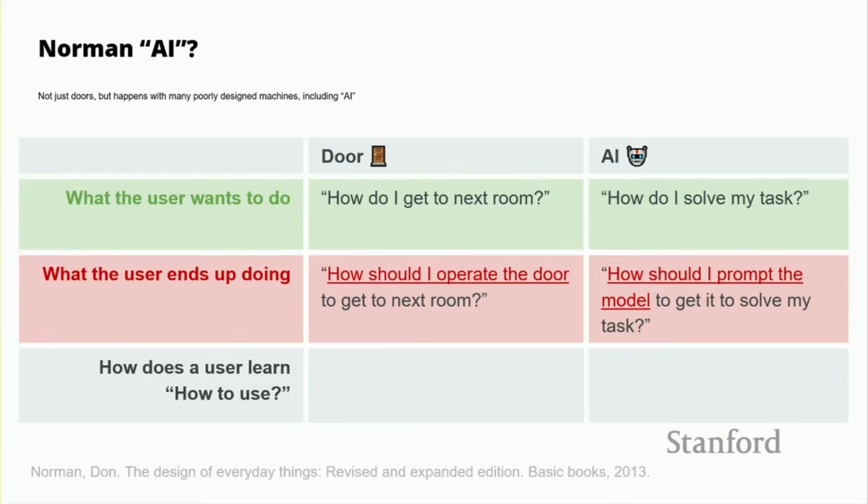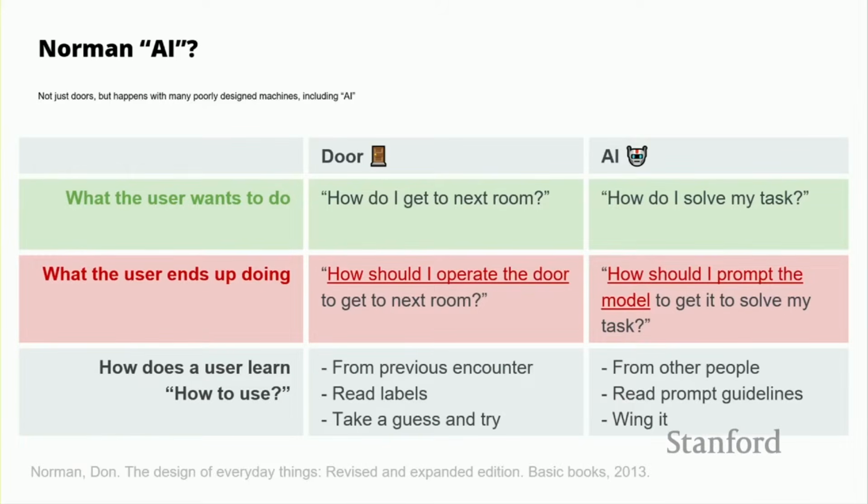And then finally, there's the question of, the user engages, maybe learns over time, and then answers this question of how to actually learn to use this tool. In built environments, things like doors might be things like learning from previous encounters. Usually, if you bump into a door, you won't bump into it again, at least not in the near term. Or you read labels, or you guess your most likely thing that might work, and then try again, and hopefully it works eventually.